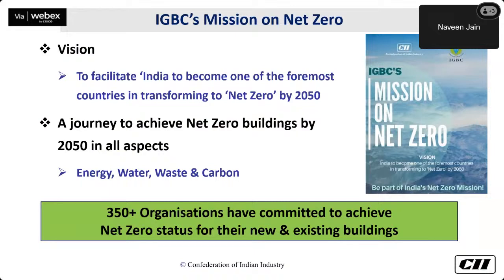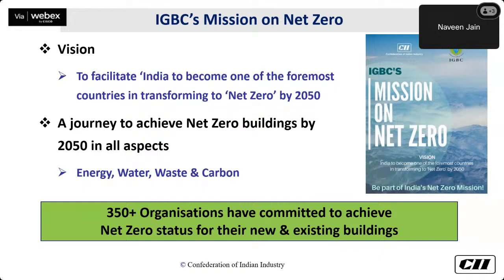So first I'll brief about how we have come up with this net zero concept. As I told, we started with the green building movement in India. Then later on, we thought it's the right time to switch to net zero, because the green building movement has been taken up by various stakeholders very well, and they want to do more towards sustainability and environment. So we came up with this net zero mission in 2021, making India one of the foremost countries in transforming to net zero by 2050.